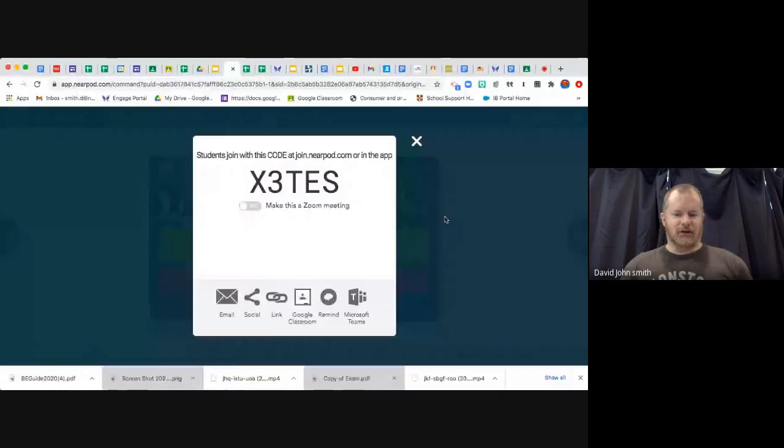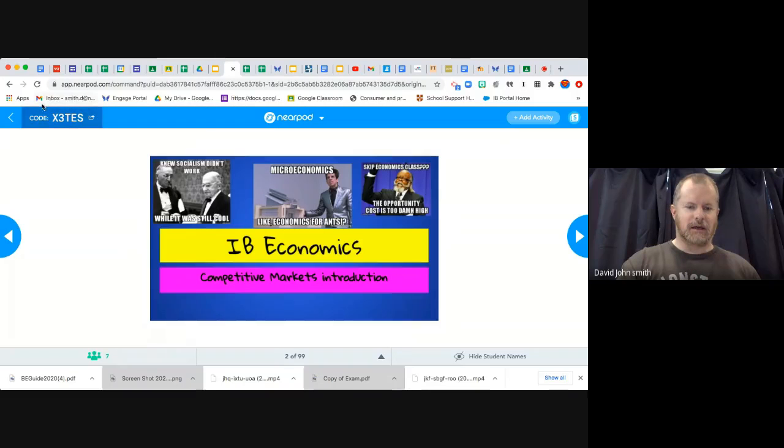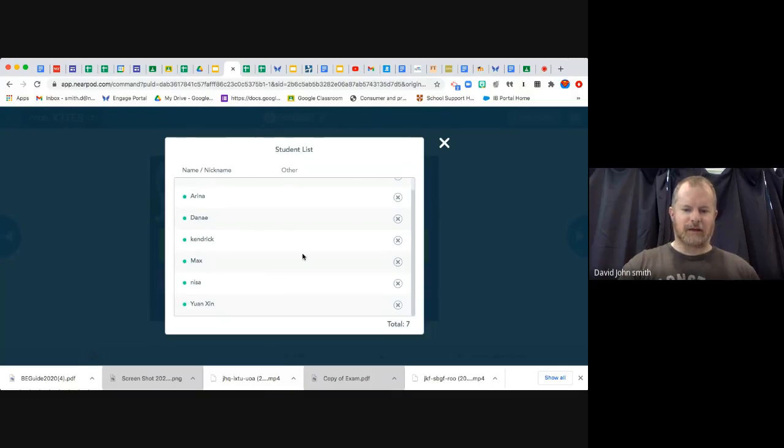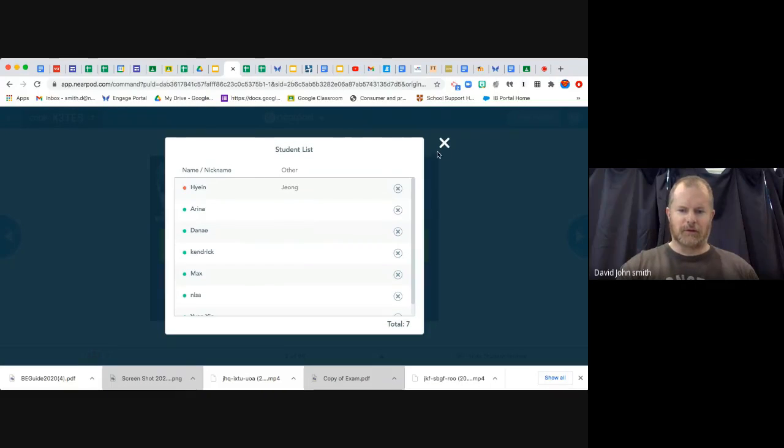All right. So let's jump into our Nearpod. Now, the Nearpod code is indeed in the classroom. So let's see if we can find it. There it is. It should be X3TES. It should be in the classroom, and it will also be here on the top left-hand corner of the screen. Now, waiting for you all to arrive. There you are. That's good. And a few more still to come.